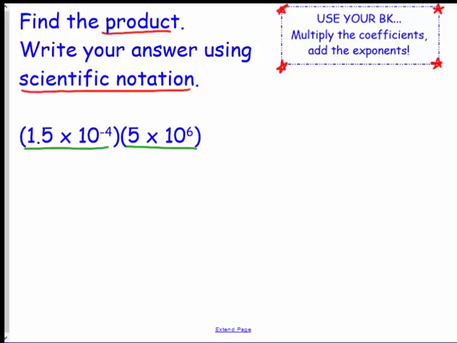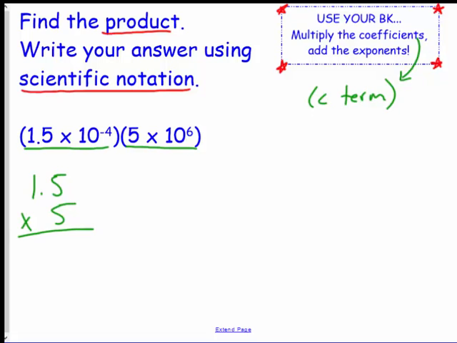When I talk about the coefficients, and this might be something to add to your notes, I'm talking about the C term. I'm talking about that number out in front. You're going to multiply those two numbers out in front. So I'm going to take 1.5 and I'm going to take it times 5. So just like you would normally do, I'm going to come down here and I'm going to multiply the C values.